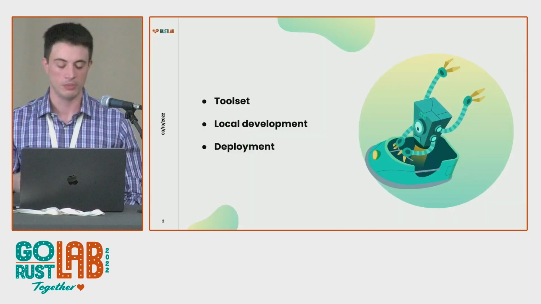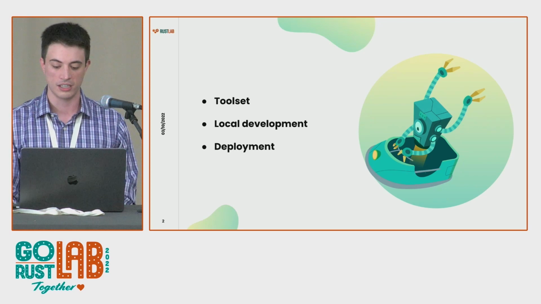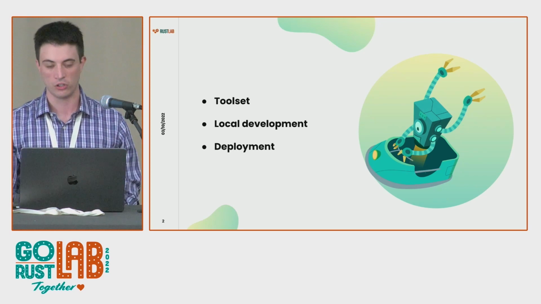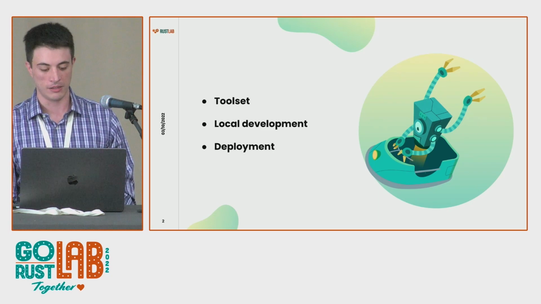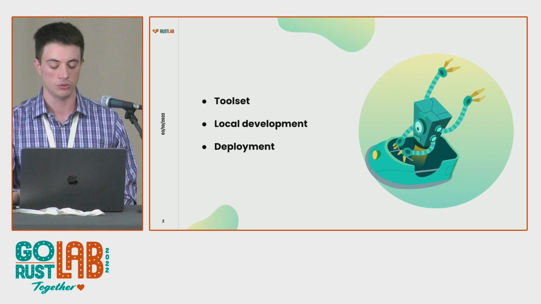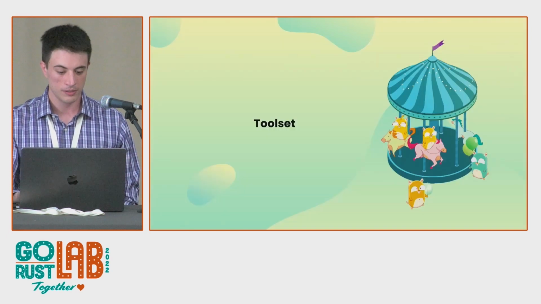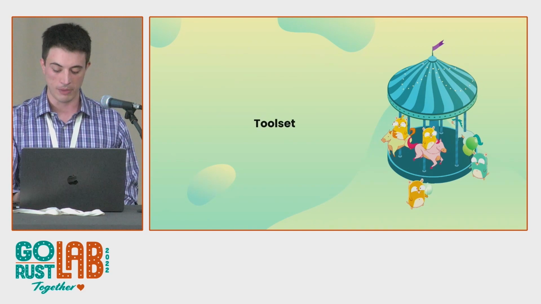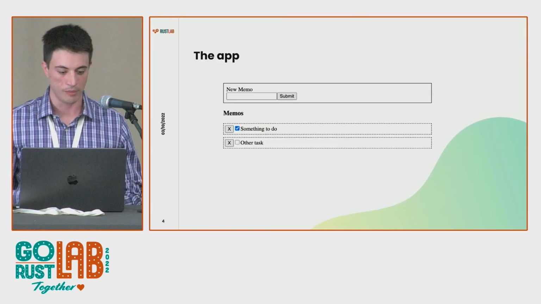So the talk will be divided into 3 sections. One where I introduce the tool set that I've used and the main technologies. Then another one for the actual development in Rust. And then a final section where I'll talk about how to build the images for release and how to deploy those.